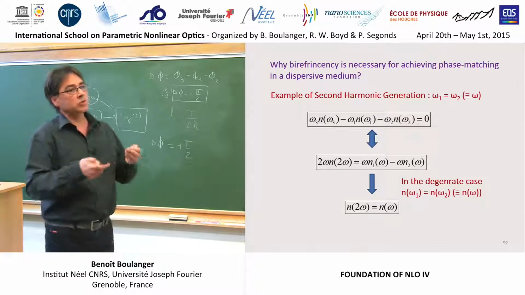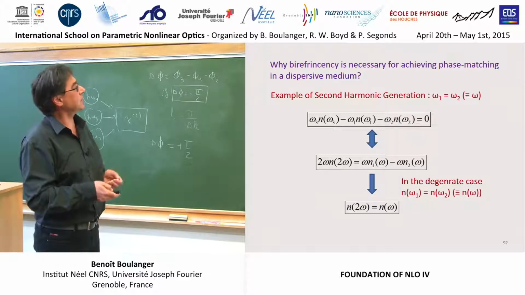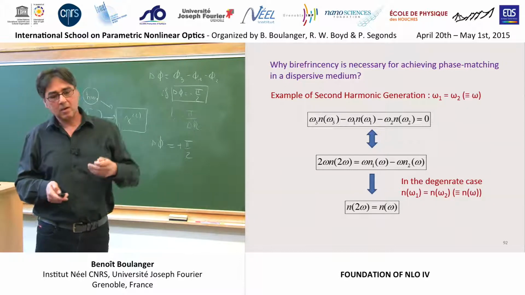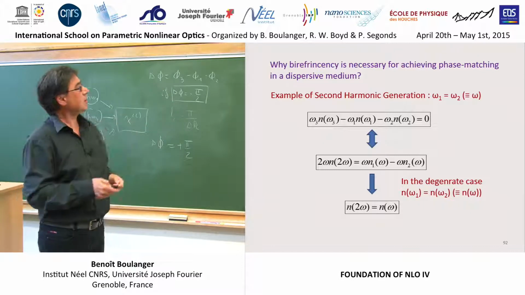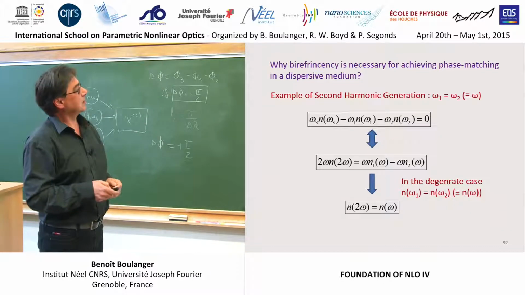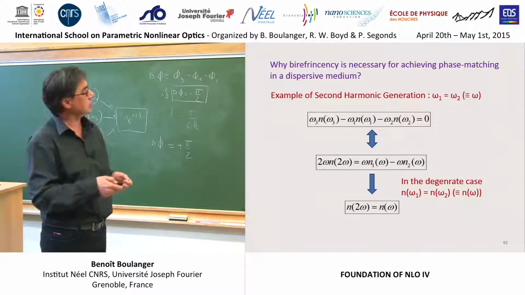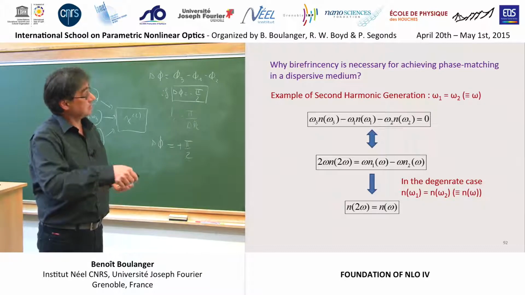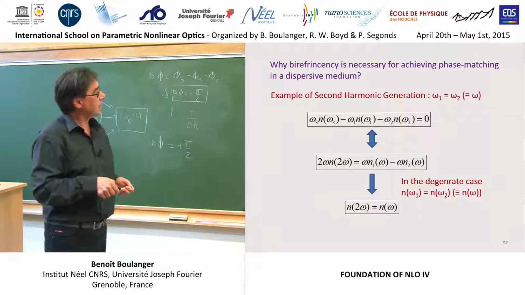So now I am going to show you why birefringence is necessary for achieving phase matching in a dispersive medium. We'll see that, as Professor Boyd said this morning, we also have quasi-phase matching. But at first, let's begin with birefringence phase matching. And we are going to take the simple case of second harmonic generation, so omega 1 equals omega 2. You have here also the delta k equal 0, written as a function of the refractive index.